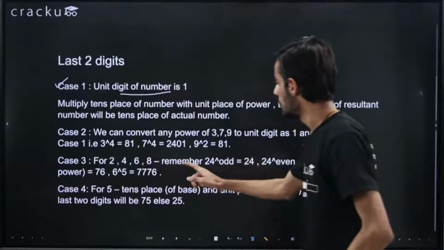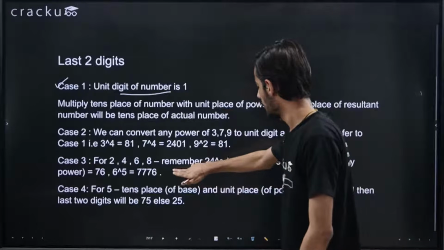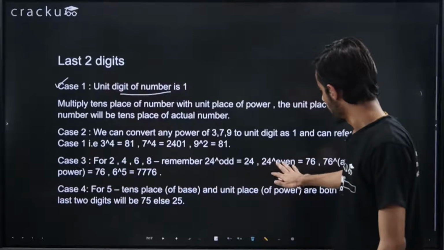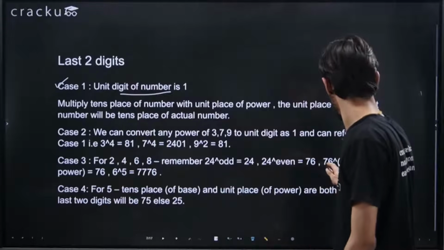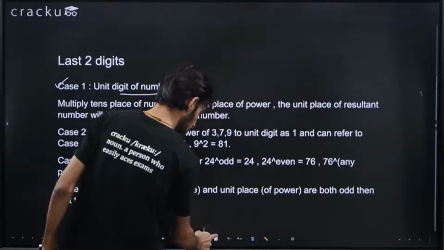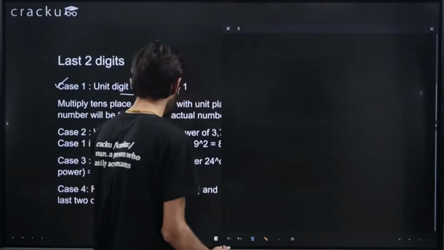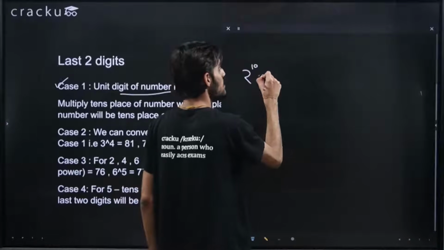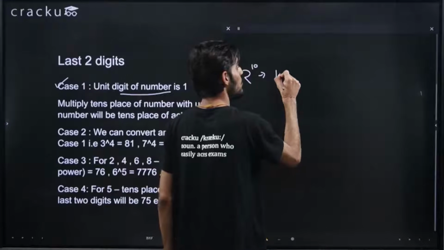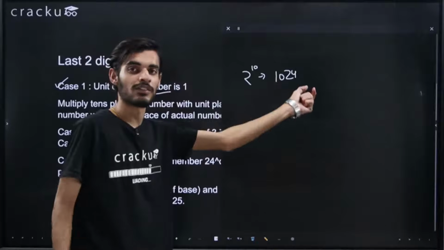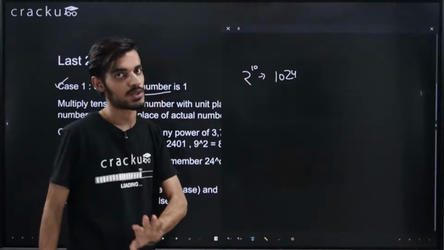So, for 2, 4, 6 and 8, you need to remember that 24 raised to power odd number is 24 and 24 raised to power even number is 76 and 76 raised to power any is 76. Okay. So what essentially we are doing here is that we need to remember that 2 raised to power 10 is 1024 and now this 24 raised to any power will result in 24 as the last 2 digits.